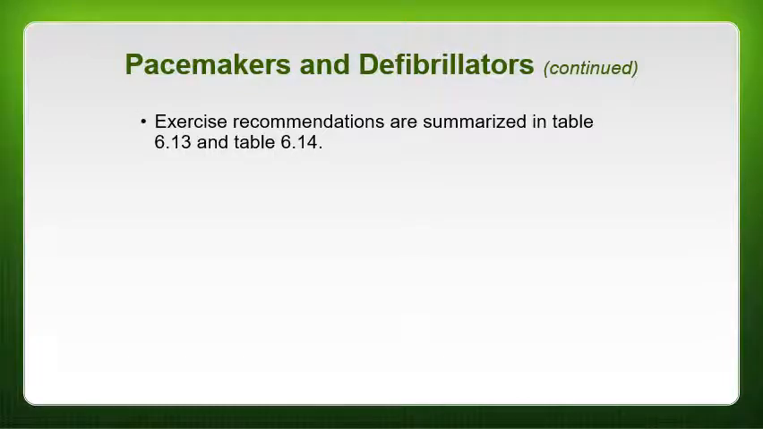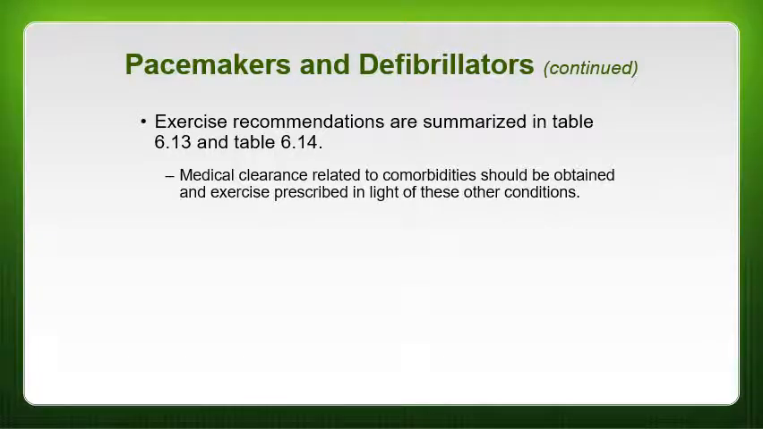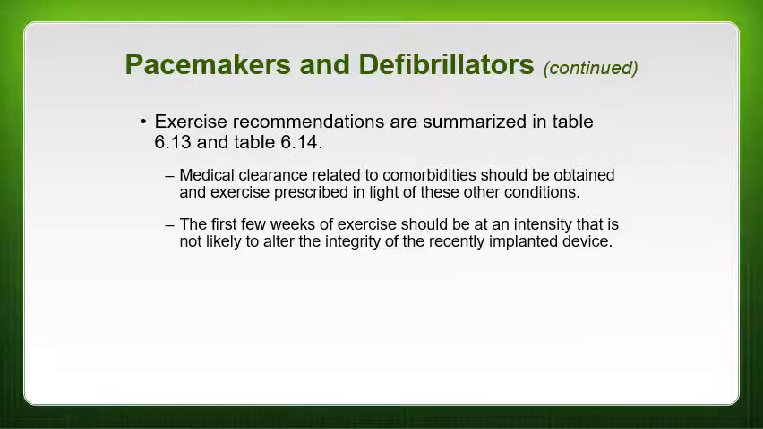So again, you have your exercise recommendations. Medical clearance related to the comorbidity should be obtained. You want to make sure that the exercise is prescribed in light of these other conditions. You're seeing that with a lot of these things, comorbidities. That's why having good awareness of all these conditions and how one could affect the other becomes very important.